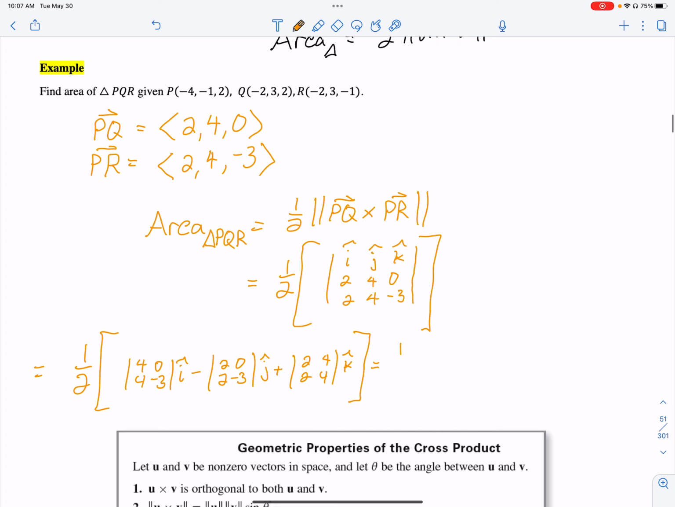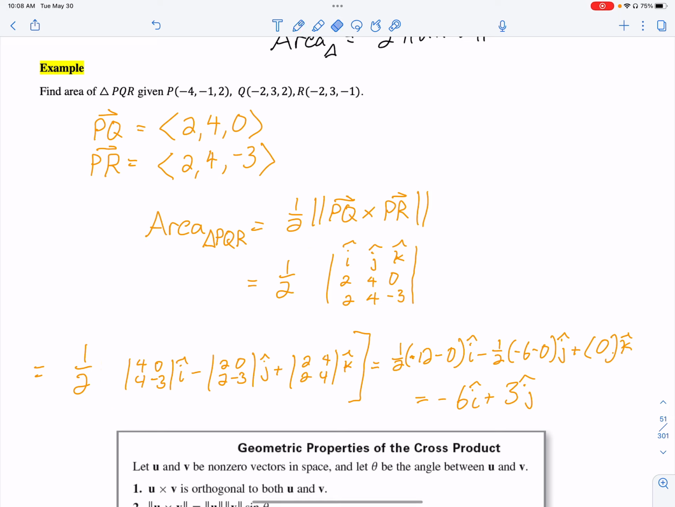All right, that is 1/2 times -12 minus 0, i, minus 1/2 times -6 minus 0, j, and then plus, this is just going to be 0k. Check that out. Okay, that's going to be equal to the halves there. I've got -6i, and then that's going to be -6, so it's going to be a 3j. Okay, but that's not what we wanted. We wanted the magnitude. We actually probably should have done this the whole time.